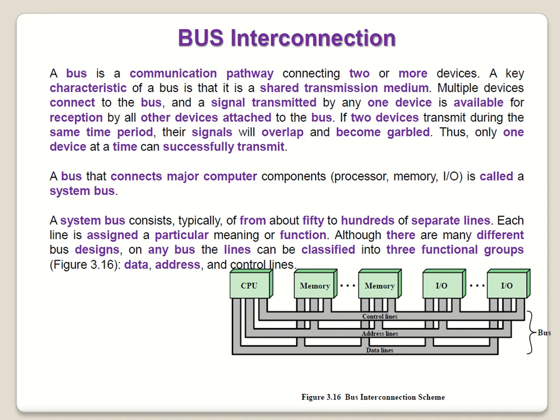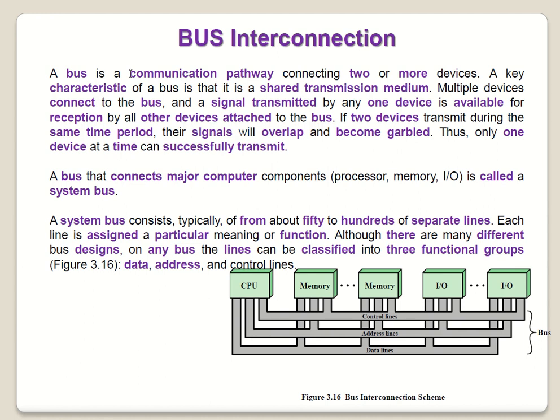Okay, so I told you that there is an exchange of data between the three main components of the computer system. So where does the exchange happen? On the bus, through the bus. The bus is a communication pathway connecting two or more devices. It is a shared transmission medium. This is the key characteristic: shared medium. I don't have a dedicated bus between this and that. There is no dedicated line. One single bus is shared between the devices.